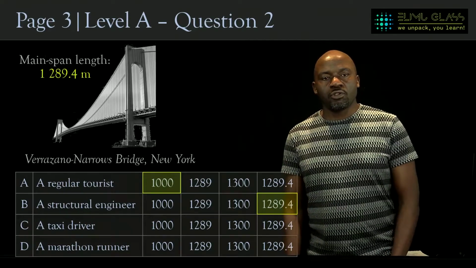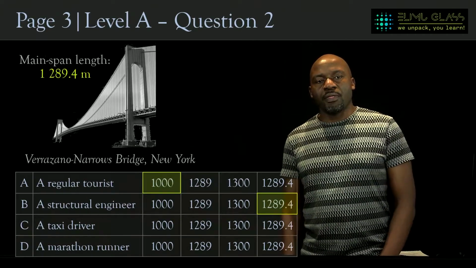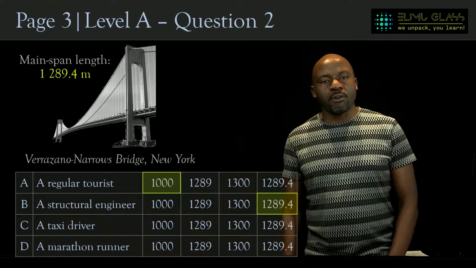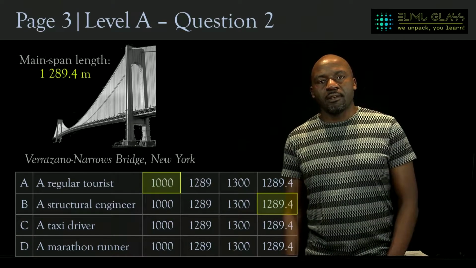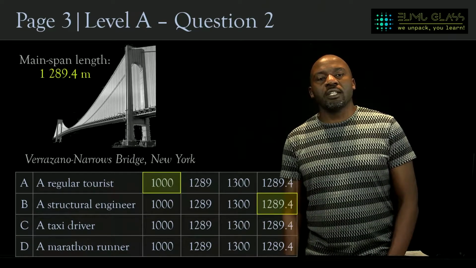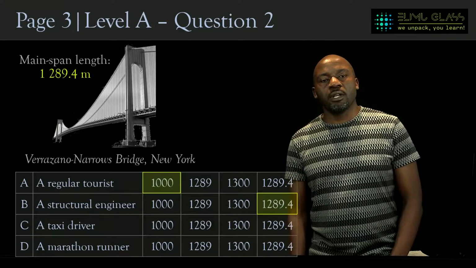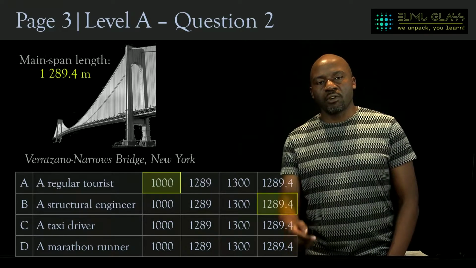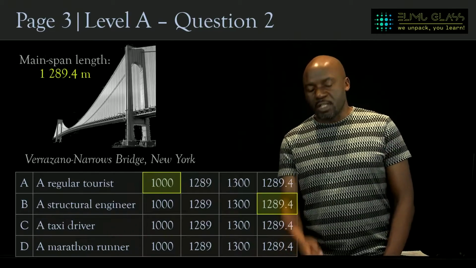So this engineer would probably say 1,289.4 meters as the length of the bridge. He's probably going to dig into the papers that were involved in the construction of the bridge and dig out the exact figure.